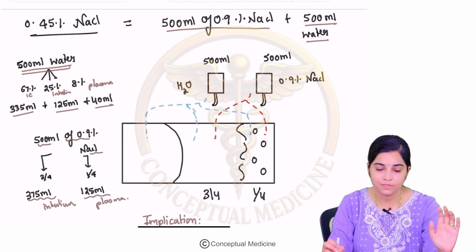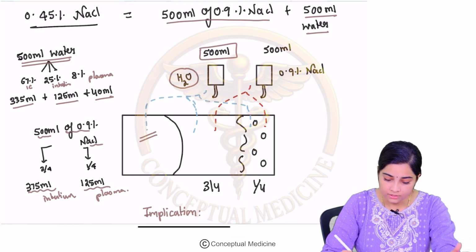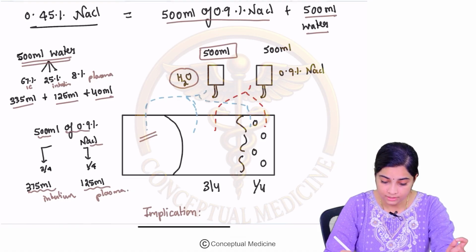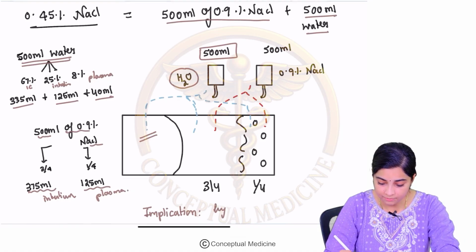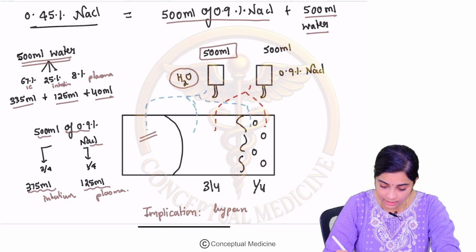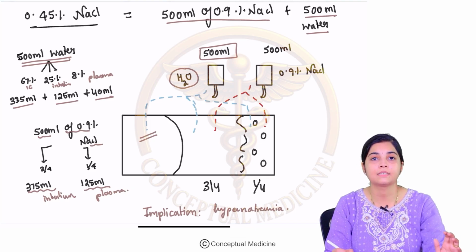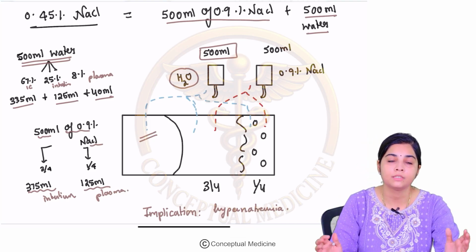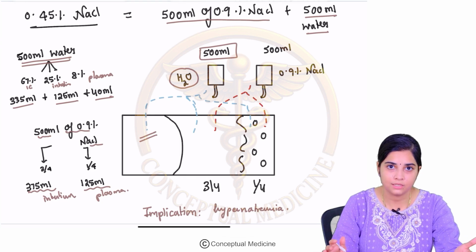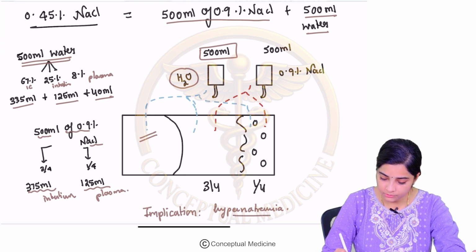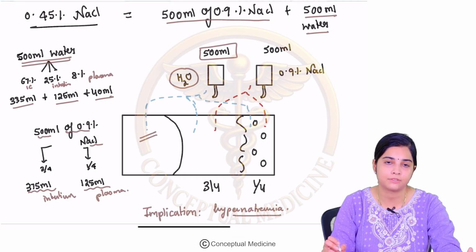Okay. So we have understood this much till here. Fine. So what is the implication of this? So the implication is that it can be used in the treatment of hypernatremia. Similar to dextrose, because 0.45% NS is also associated with giving free water to the intracellular compartment, it can be used in the treatment of hypernatremia.